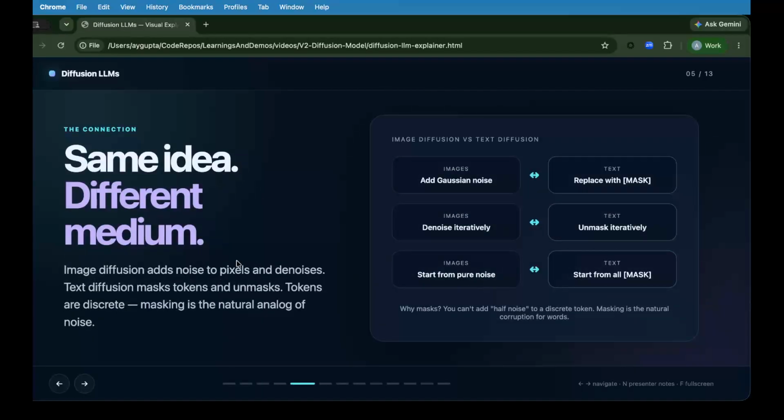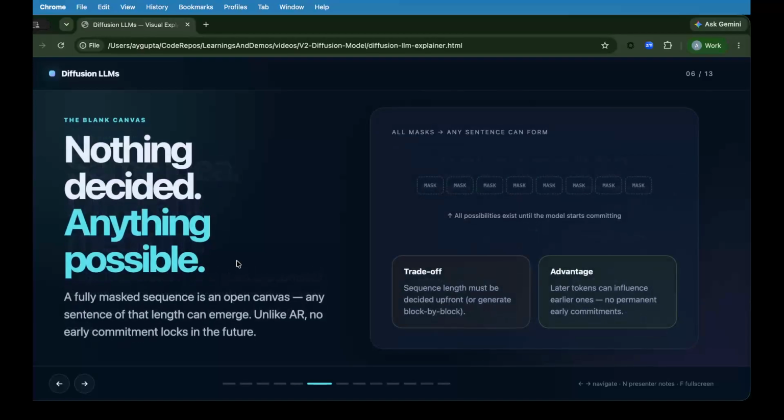This idea is taken from image diffusion, where we reduce noise and take multiple steps, and in the end we are able to get the final image. So when we are generating the complete sentence, there are no early commitments like in the case of LLMs, where when we select a token it is fixed and we can't change it in future. But in the case of diffusion models, since we are generating the whole sentence, it is an open canvas for us.